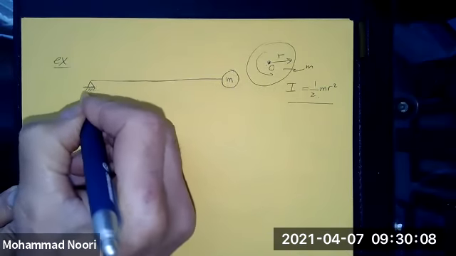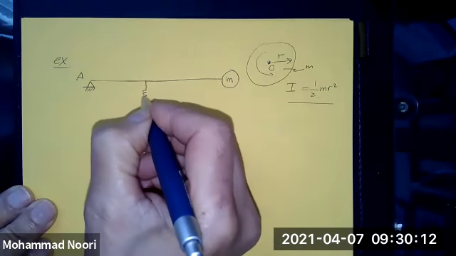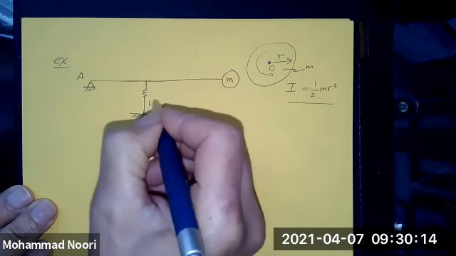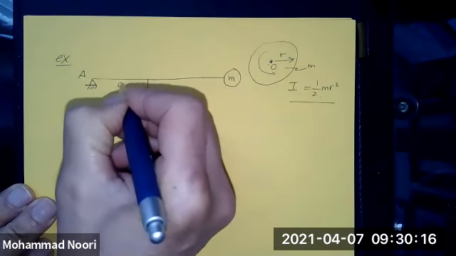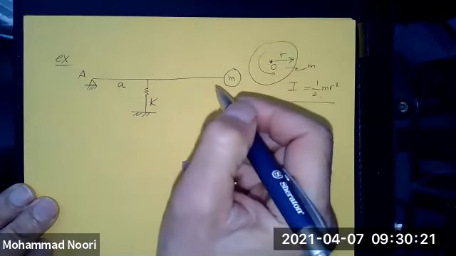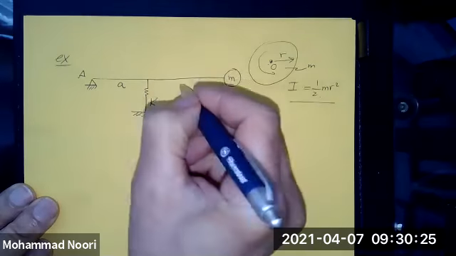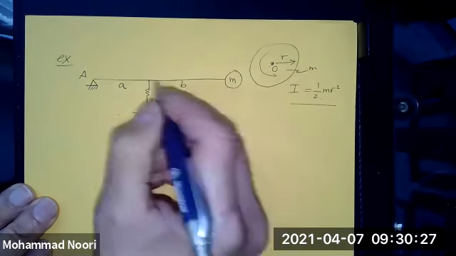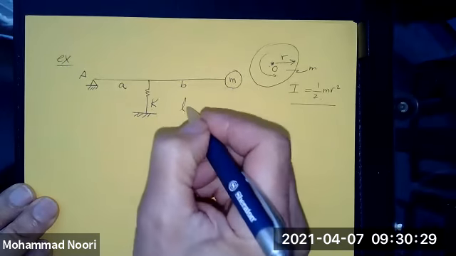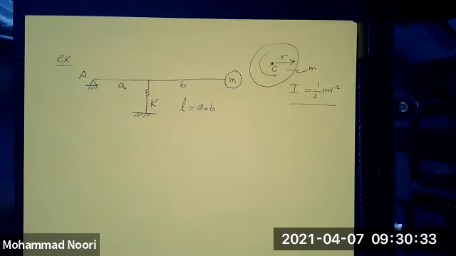At this end, it is supported by a pin, and at some distance a, lowercase a, from this tip, you have a spring that is acting as a support, and this length from here to here is B. In other words, the length of this beam is L, a plus b.